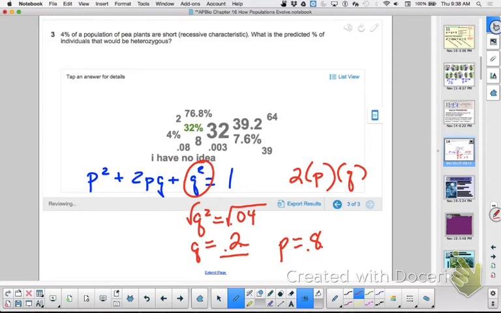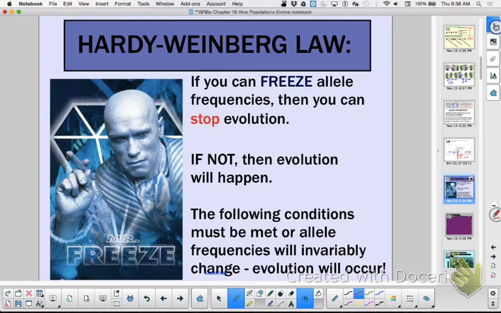Okay. Now, what do we do with this? So you talk about Hardy-Weinberg equilibrium. It's saying if all the conditions stay the same, then I can predict these allele frequencies, and if the allele frequencies stay the same, then evolution is not occurring. If you can freeze the allele frequencies, you can stop evolution. If the allele frequencies change at all, then evolution is going to occur. And let me tell you, it's very difficult to freeze allele frequencies.